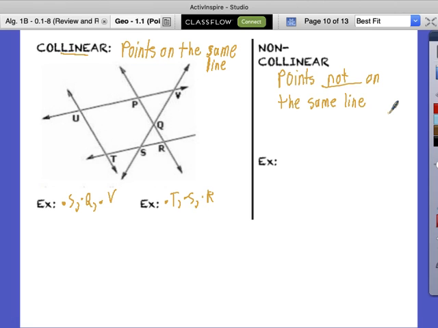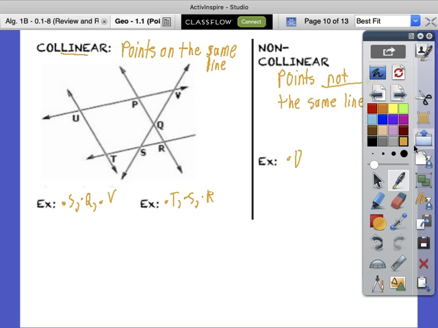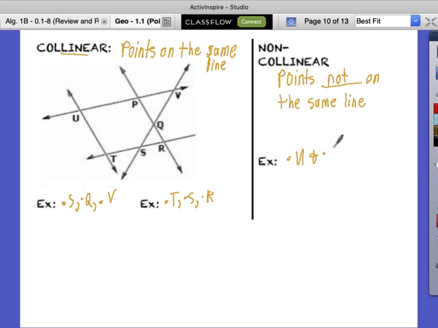So looking at this picture again, can somebody give me 2 points that are not on the same line? Elizabeth. Point U and point S. Yeah, point U and point S. Oh, I like that you went back and did that. Point U and point S, they are on the same line. Okay. Kenny, you want to give me a couple more? Point B, point T. Okay. Point B and point T are also non-collinear, okay?